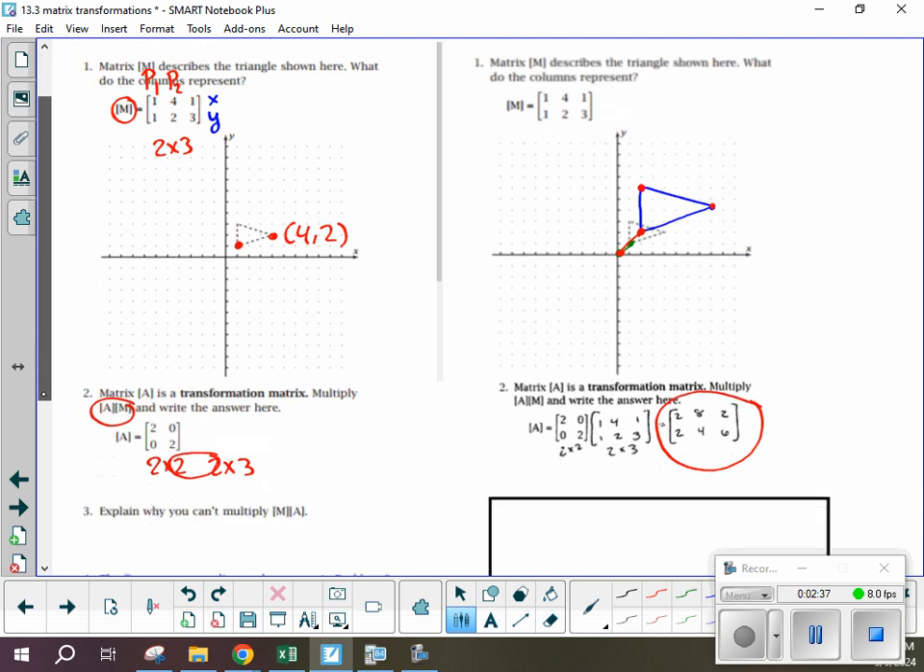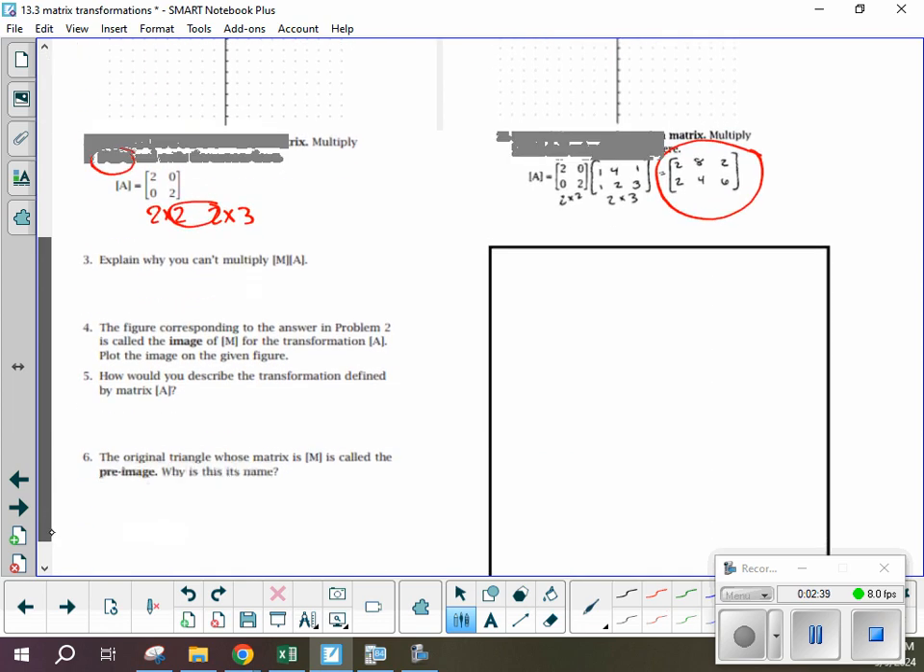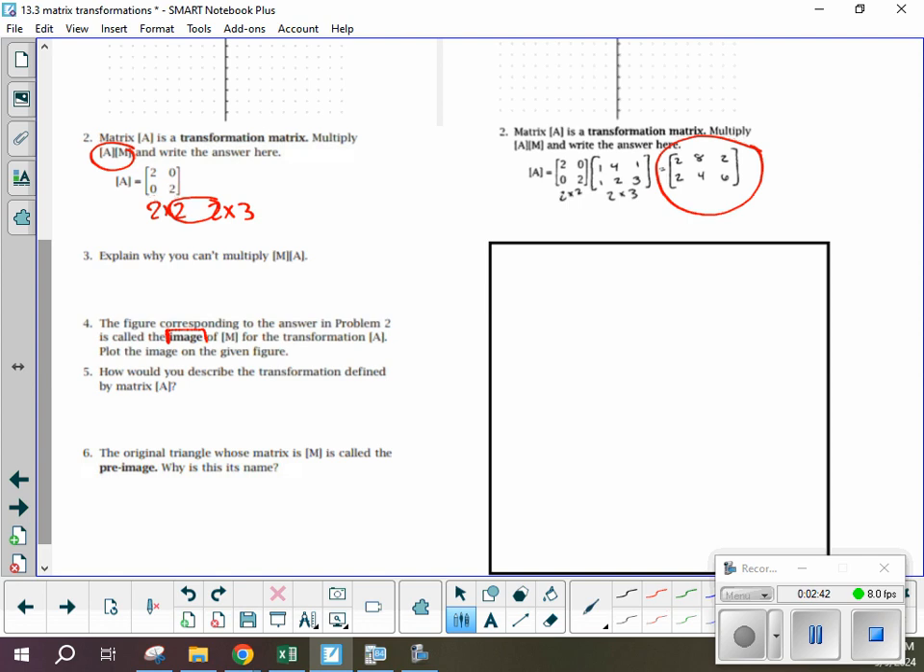And then quick vocab here, because we're going to use these throughout the rest of the chapter. Image and pre-image. Pre-image is what you start with. So that triangle that they're describing with matrix M, that's our pre-image. The new one that you get after you transform it is called the image. So just watch out for those words. They'll show up every once in a while.